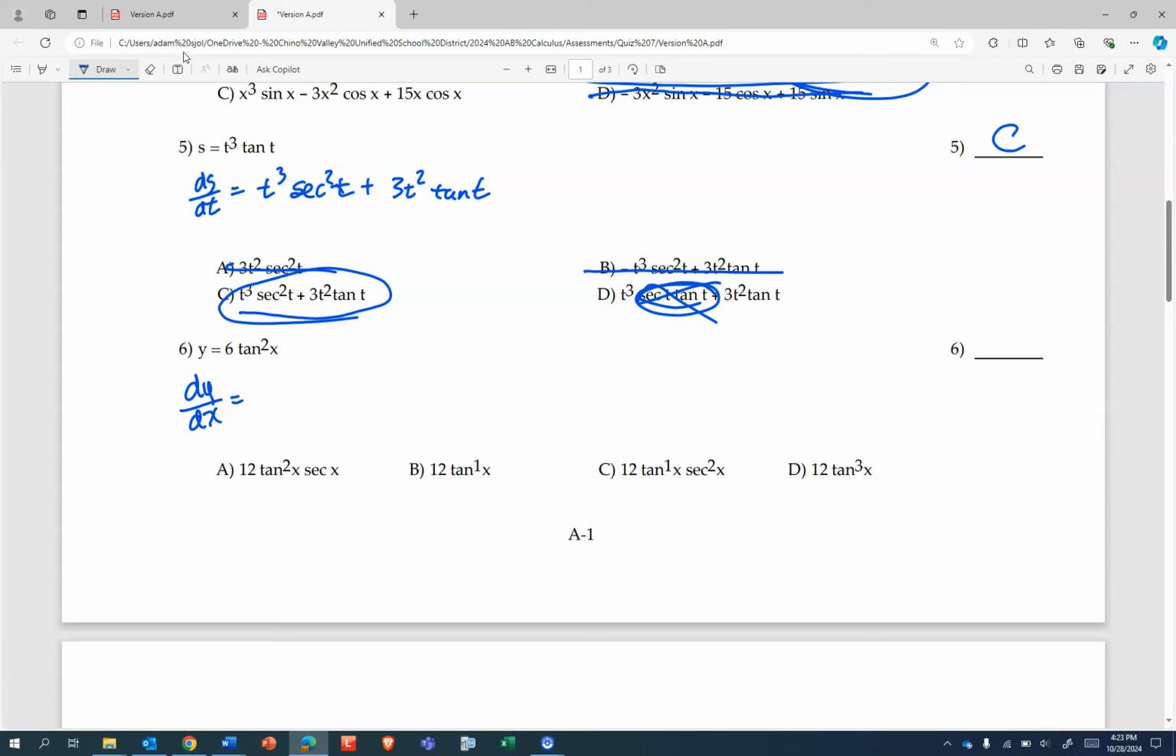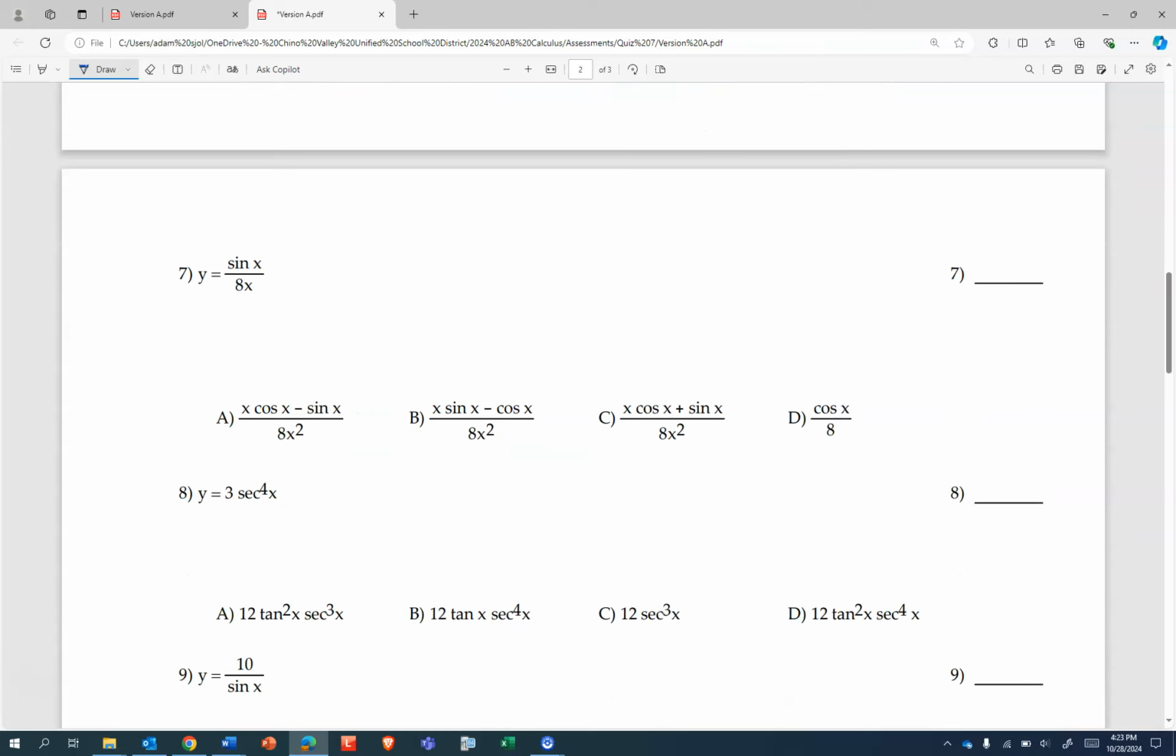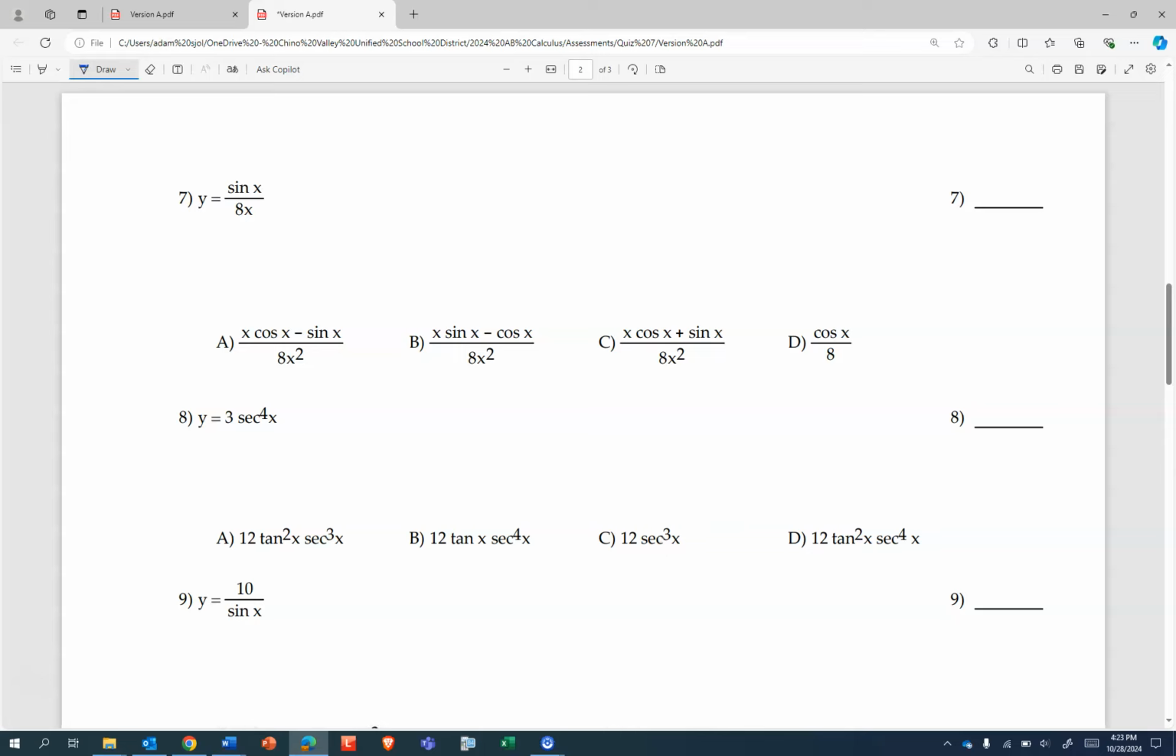Hopefully no problem here. Tangent squared is going to give us 12 times tangent to the first power times the derivative of tangent. 12 tangent squared, nope. 12 tangent, nope. 12 tangent to the first secant squared, 12 tangent cubed. Okay. Do you see how we're eliminating it but checking all answer choices? Do you check them all?